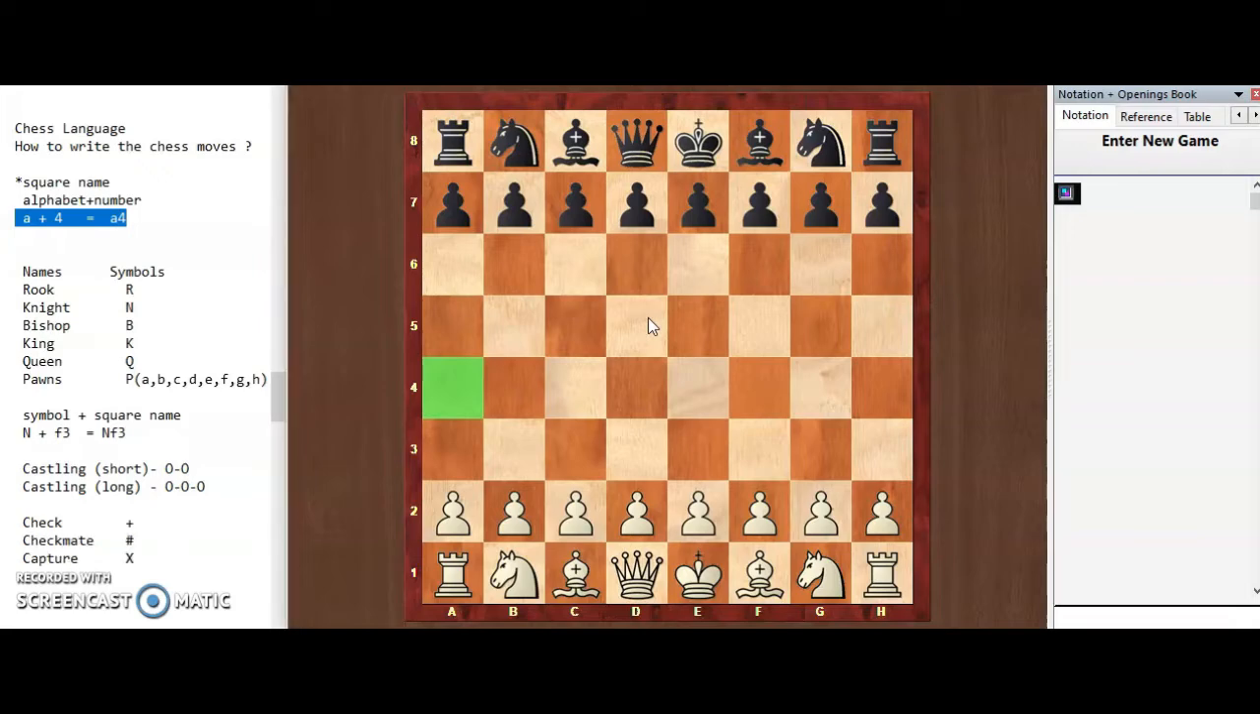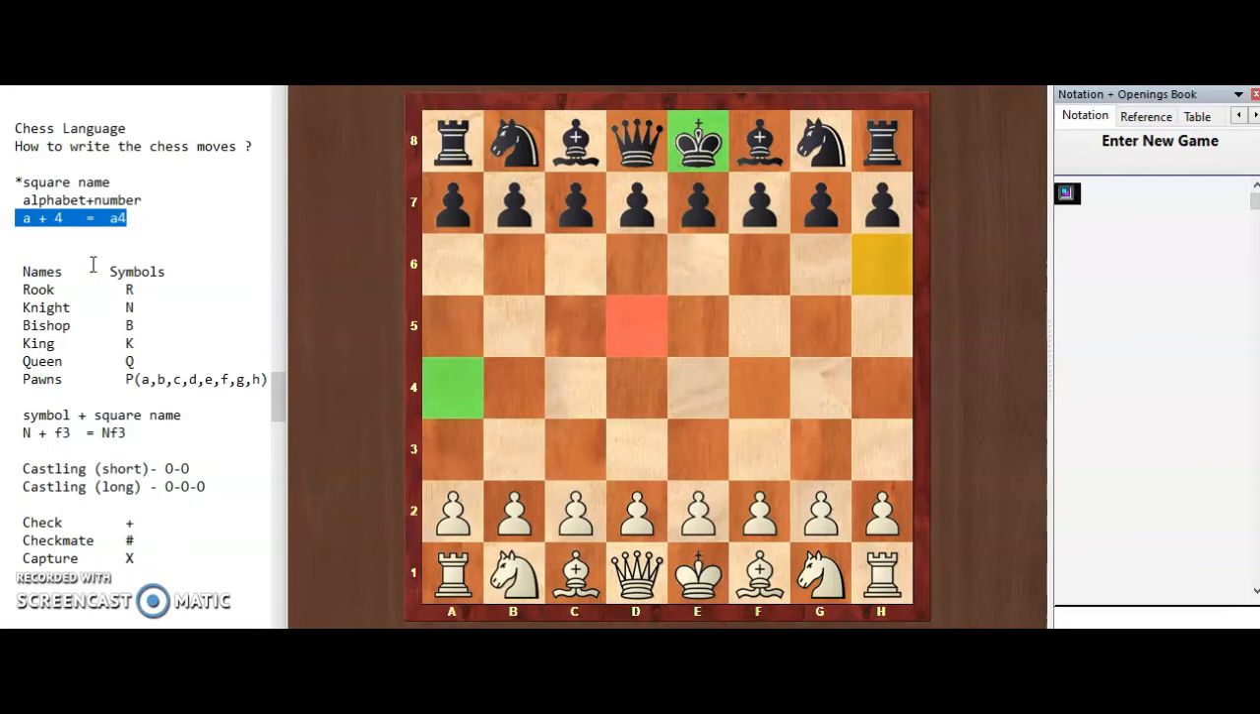Let's suppose this square. D5, this one, H6, this one, E8. So that's how the square name thing works.